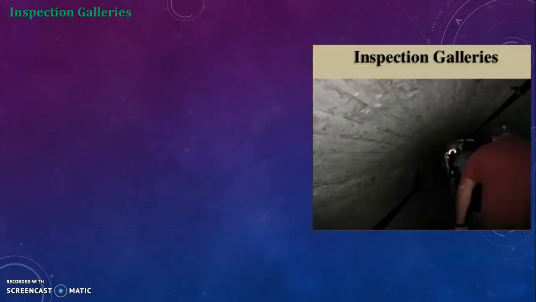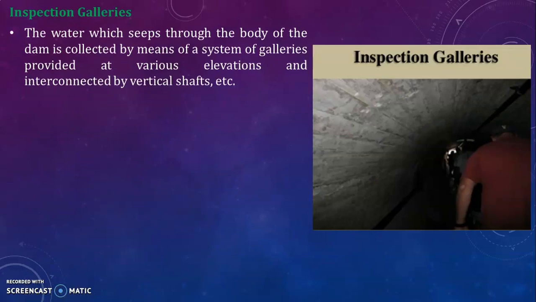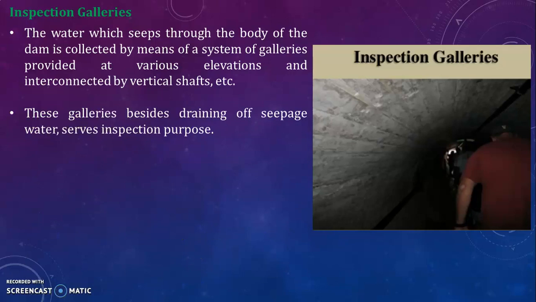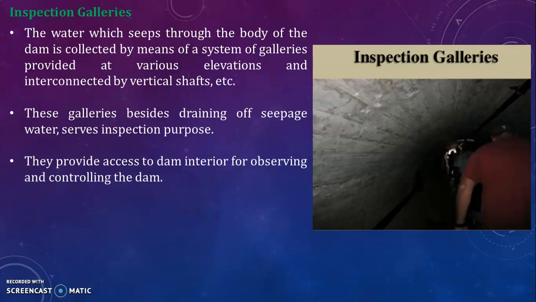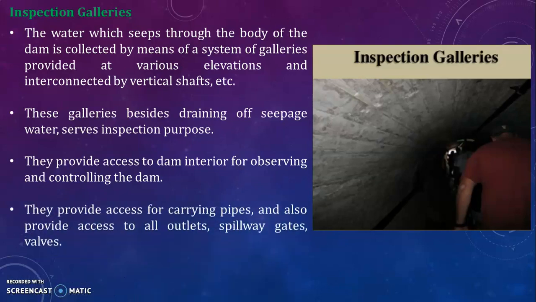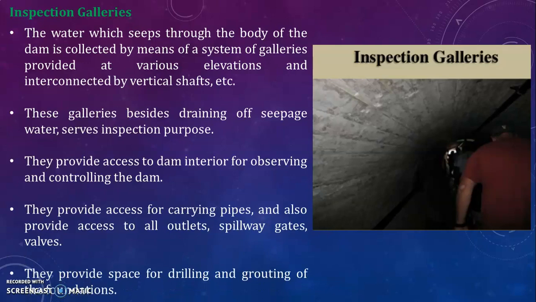Next is inspection galleries. The water which seeps through the body of the dam is collected by means of a system of galleries provided at various elevations and interconnected by vertical shafts. These galleries, besides draining of seepage water, serve inspection purposes. They provide access to the dam interior for observing and controlling the dam. They provide access for carrying pipes and also provide access to all outlets, spillway gates, valves, etc. They provide space for drilling and grouting of the foundations.